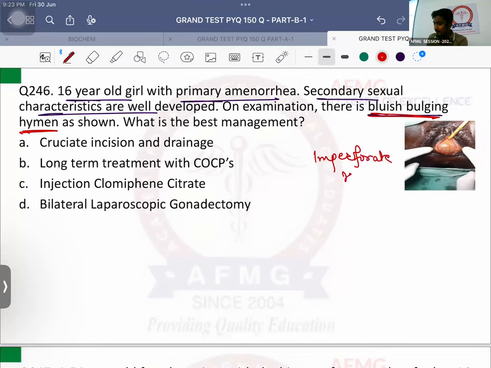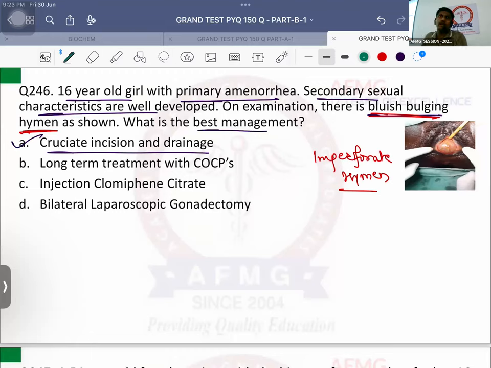What is the best management? Chalo, sabko aata hai. It is a case of cruciate. We have to give a cruciate incision and drain all the blood which has been collected. This patient is having menses or not having menses? Having menses, but the blood is not able to come out.